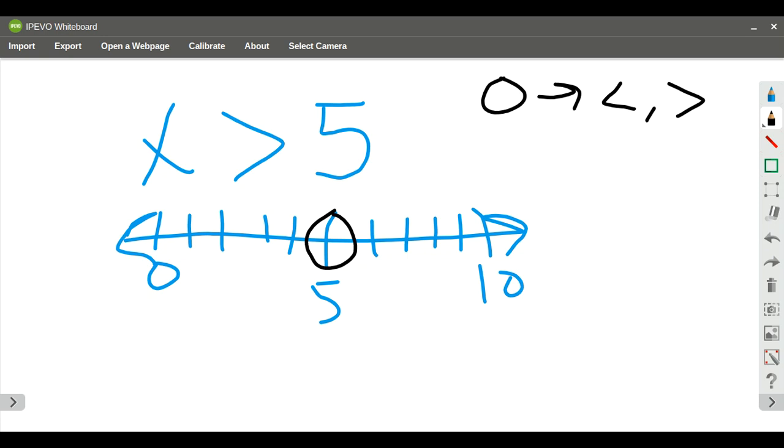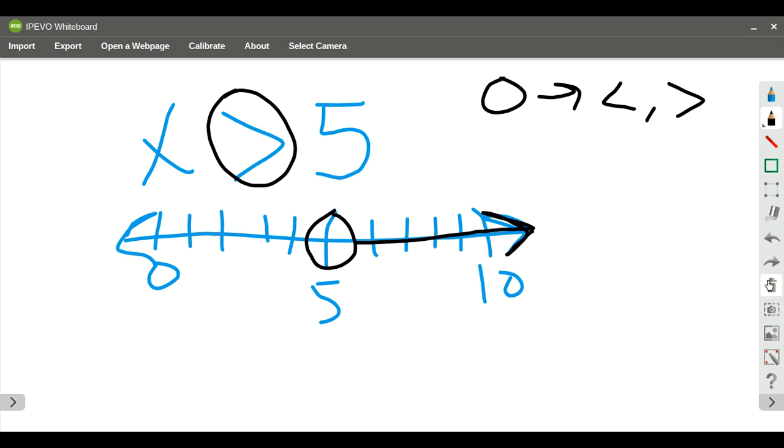Then I'm going to draw an arrow that shows where my solutions are. Because my inequality is greater than, my arrow is going to go to the right. This graph shows all of the solutions for x greater than 5. So this is how I graph an inequality: I draw my number line, I decide whether it's going to be an open or closed circle, and then the direction that my inequality symbol is pointing is the direction that my arrow is pointing.